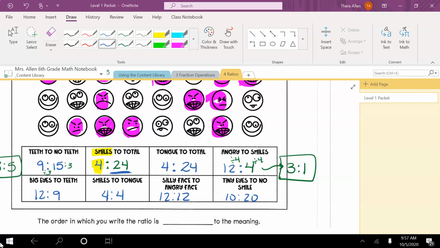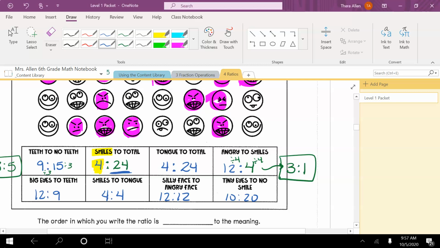So you've completed the bottom 4 and you should have gotten the ratios 12 to 9 for big eyes to teeth. Smiles to tongue would be 4 to 4. Silly face to angry face would be 12 to 12. And tiny eyes to no smile would be 10 to 20.